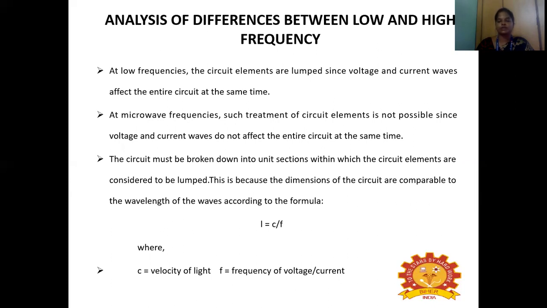They are distributed. So the circuit must be broken down into unit sections within which circuit elements are considered to be lumped. This is because the dimensions of the circuit are comparable to the wavelength of the wave, according to the formula λ = c/f, where c is the velocity of light and f is the frequency of the voltage or current.